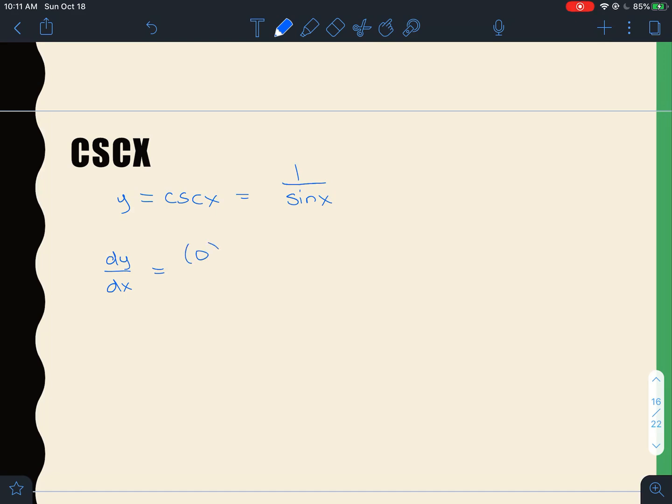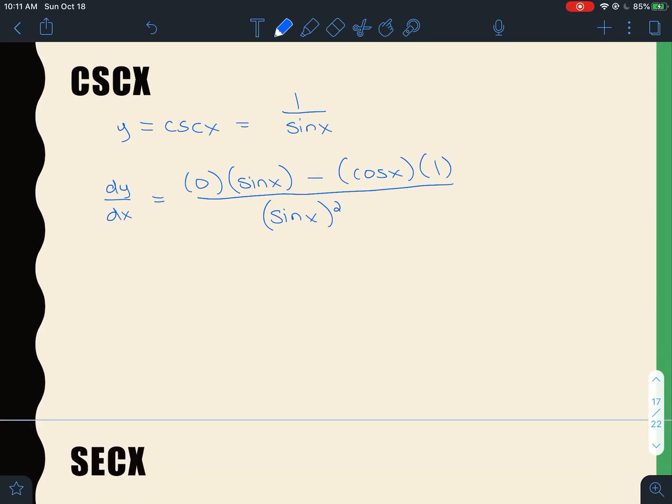So the derivative of 1 over sine x using the quotient rule is the derivative of the numerator is 0, the derivative of 1 is 0, then times the denominator, so times sine x, then minus the derivative of the denominator is cosine x, times, leave the numerator alone, 1, all over, take the denominator and square it, so sine squared. So now if I do some simplifying, 0 times sine is 0, so I'm going to end up with negative cosine x over sine squared x.